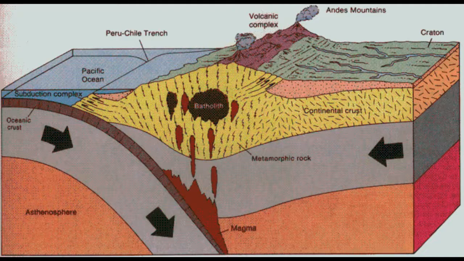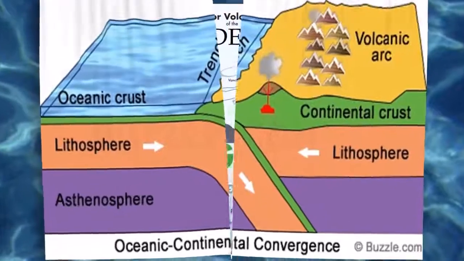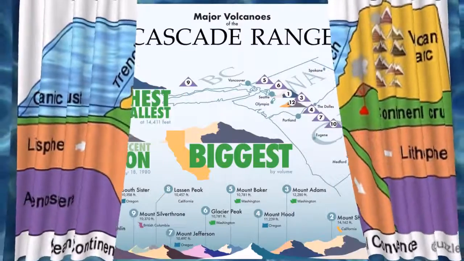Examples of ocean-continent convergent boundaries are subduction of the Nazca Plate under South America, which has created the Andes Range, and subduction of the Juan de Fuca Plate under North America, creating the mountains Garibaldi, Baker, St.